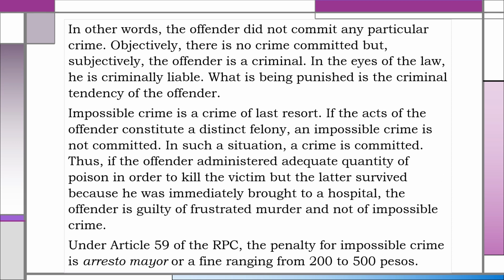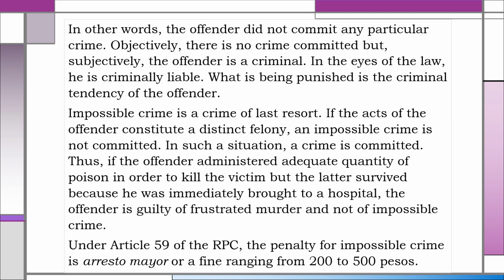Impossible crime is a crime of last resort. If the acts of the offender constitute a distinct felony, an impossible crime is not committed. In such a situation, a crime is committed. Thus, if the offender administered adequate quantity of poison in order to kill the victim, but the latter survived because he was immediately brought to the hospital, the offender is guilty of frustrated murder and not of impossible crime.